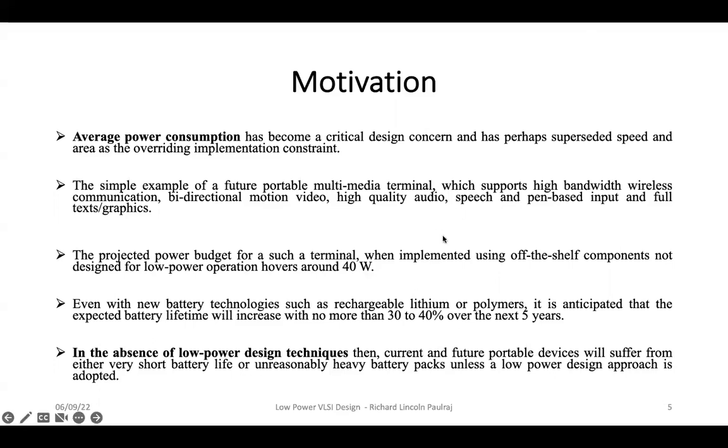So 40 watts is going to be really high power when you don't think of low power. That's when this particular subject or course comes into the picture, right? You'll be able to know where to reduce the power consumption and how to make it much better. Even with new battery technologies such as rechargeable lithium or polymers, it is anticipated that the expected battery lifetime will increase not more than 30 to 40% over the next 5 years, right?